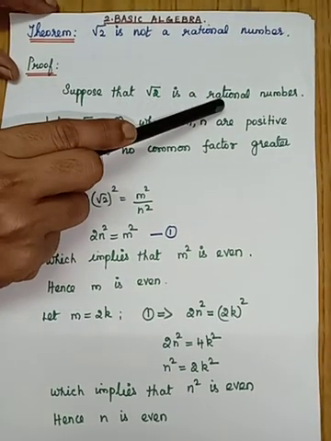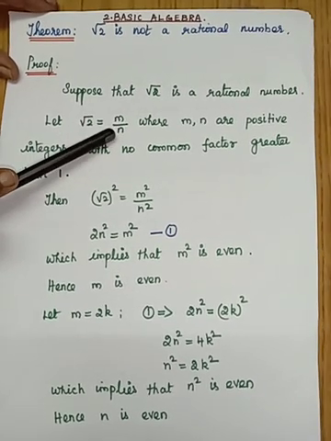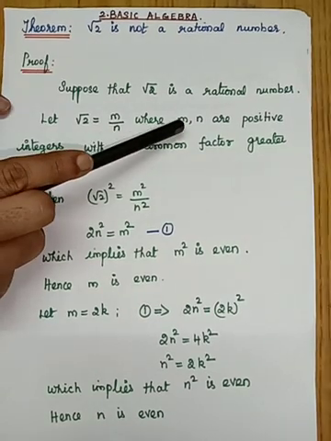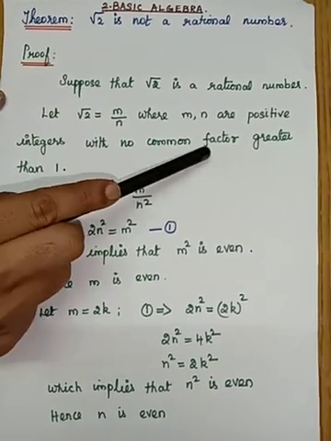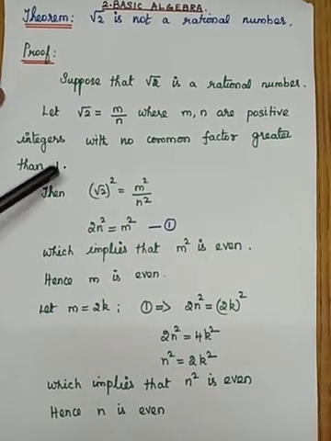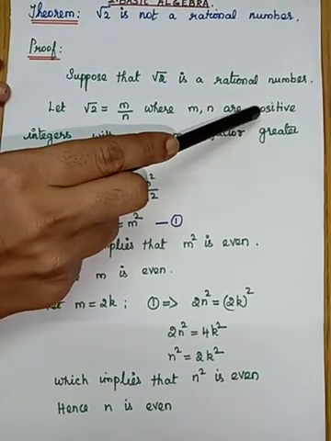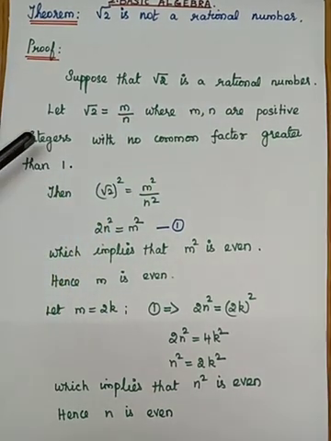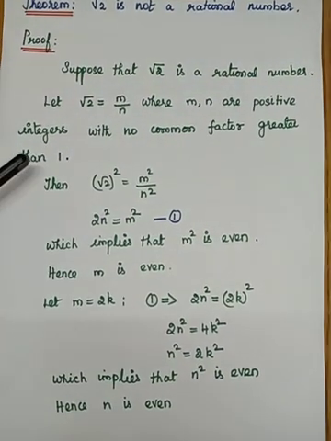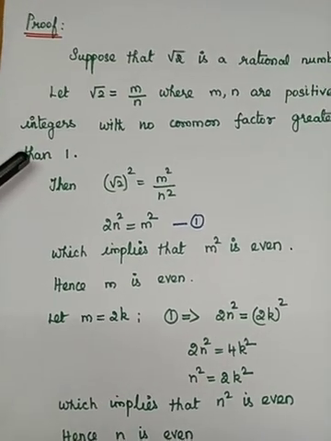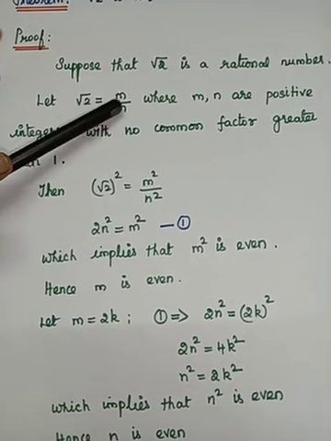So if it is a rational number, it should be in the form m by n. It should be a fraction. Here we assumed that m and n are positive integers with no common factor greater than 1. This condition is very important. That means except 1, there are no other positive numbers common to both m and n.